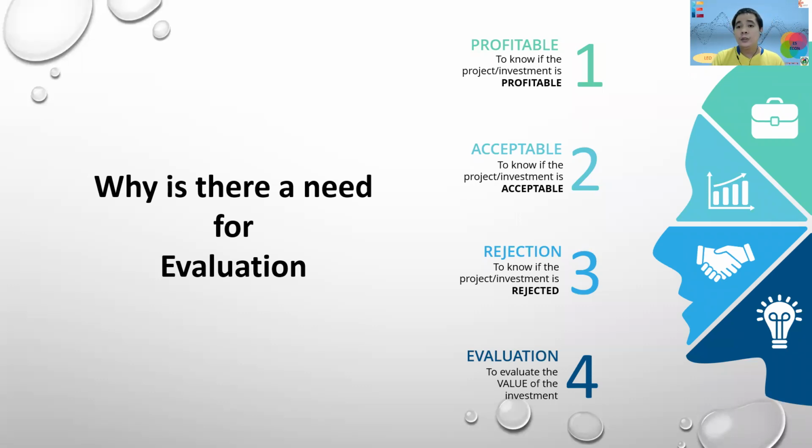Number 1 is profitability. It is to know if the project or investment is profitable. Number 2, acceptability. It is also a means to know if the project or investment is acceptable. Number 3 is rejection. This is also the reason why we need to know if the project would be either accepted or rejected. And lastly is evaluation. This is to evaluate the values of the investments from time to time. Okay?